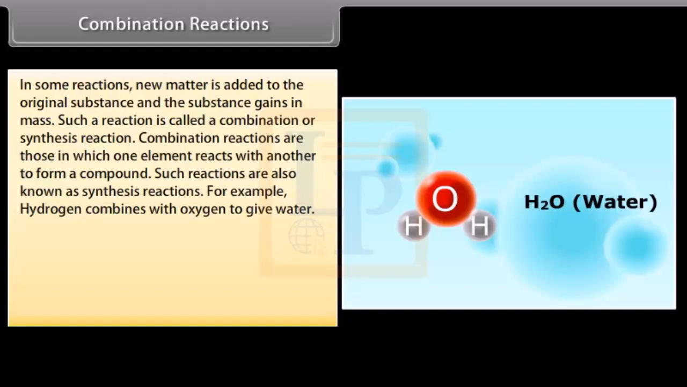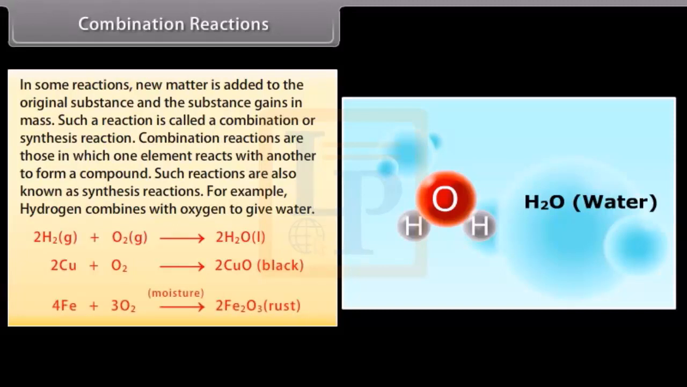For example, hydrogen combines with oxygen to give water. 2H2 plus O2 gives 2H2O. 2Cu plus O2 gives 2CuO. 4Fe plus 3O2 gives 2Fe2O3, rust.